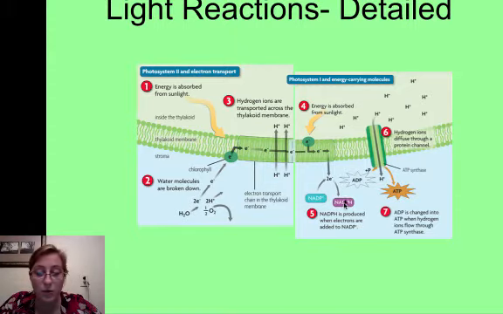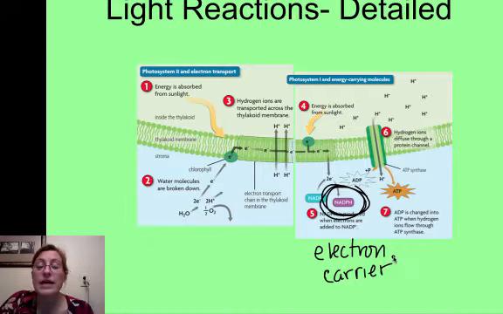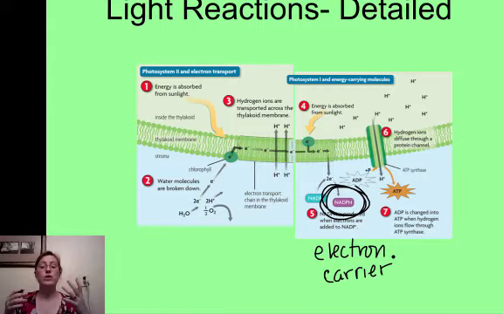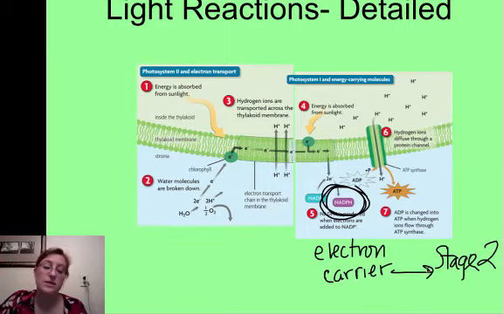The main event here, the whole purpose behind what we're doing, is this guy right here. We are making a molecule, and it is called an electron carrier. What do you think it does? Yep, it carries electrons. So we're going to use the energy from the sun to hype up all of the electrons, and then we're going to trap them in these electron carriers. And the reason we're doing this is because we're going to move the electron carriers to stage 2.